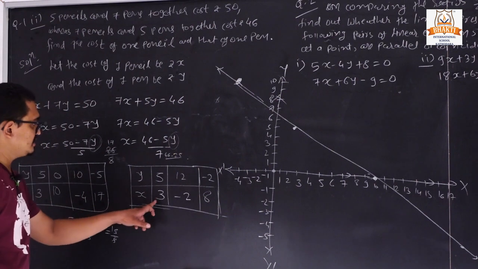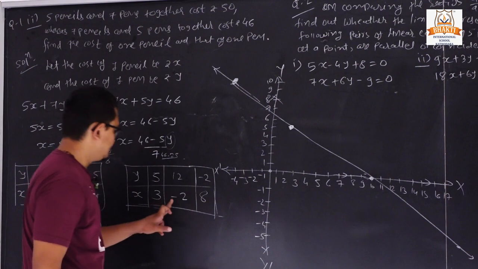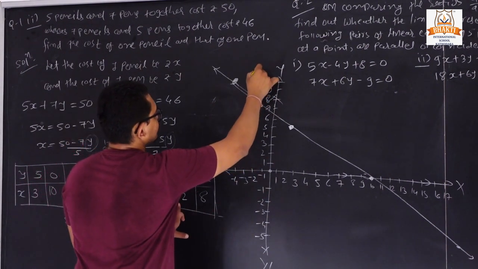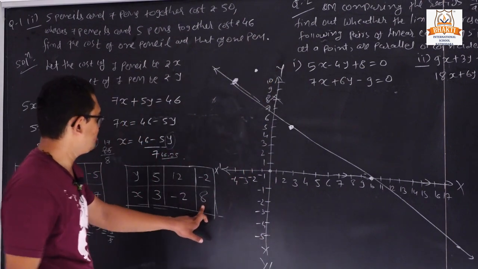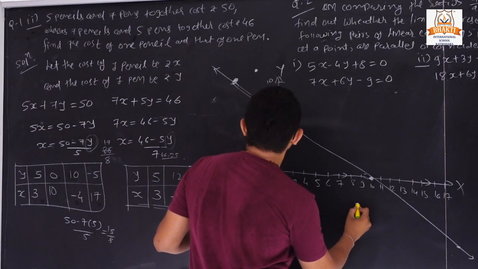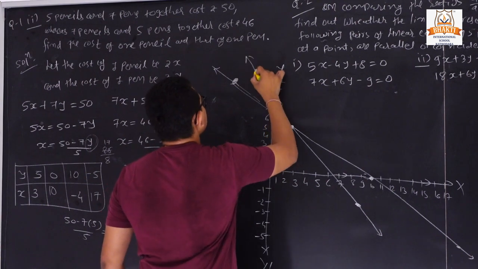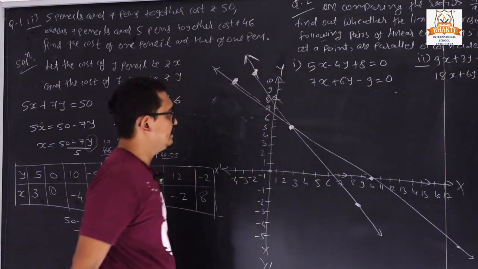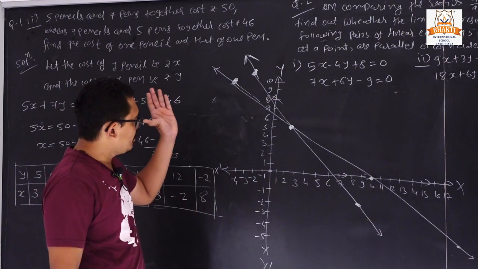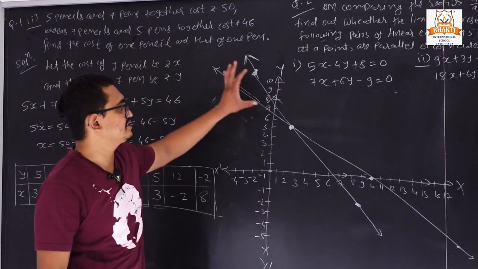Next, 3 comma 5, x is 3, y is 5, so it is here. Then -2 comma plus 12, so it is here. Then 8 comma -2, so it is here. So this graph is like that. Clear? Here I am not taking a regular scale, so my graph is not proper, but if you draw the graph in your graph book, you will have the exact line.